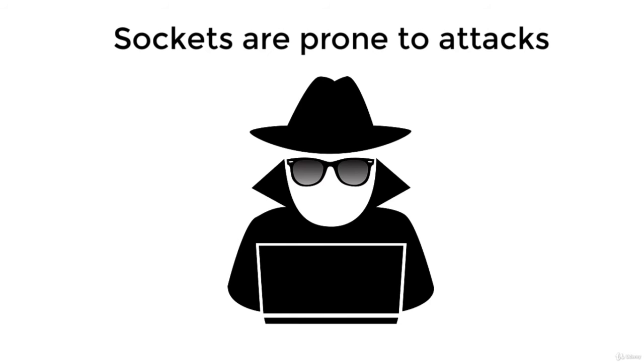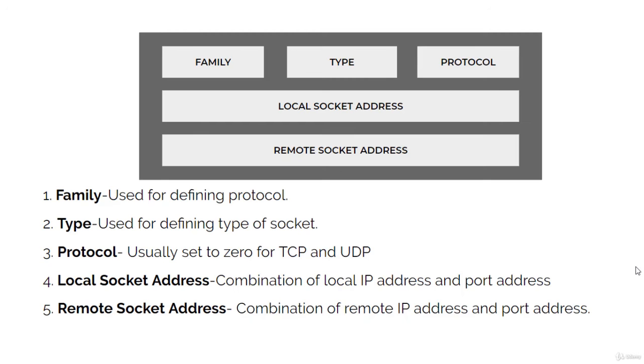On your screen, you can see the socket structure. I am not going into the depth of the socket structure, but I will give you an overview. The socket structure consists of 5 fields. The first is family. The family field is used for defining the protocol such as IPv4 or IPv6 or other Unix domain protocols. Type: this field is used for defining the type of sockets such as stream socket, packet socket or raw socket. Next is the protocol. This field is usually set to 0 for TCP and UDP.